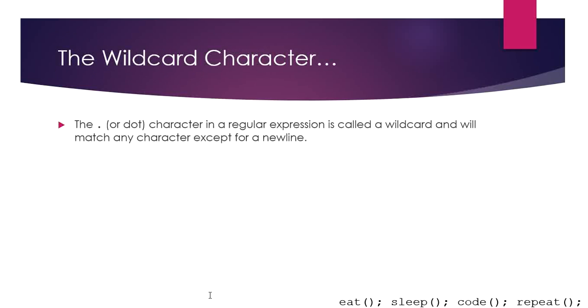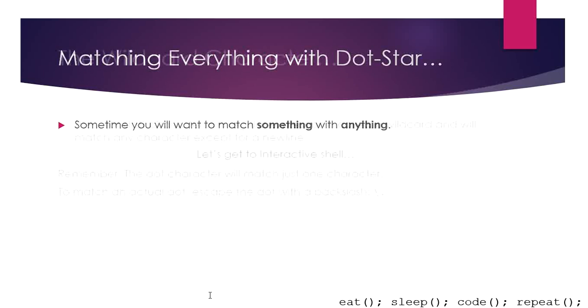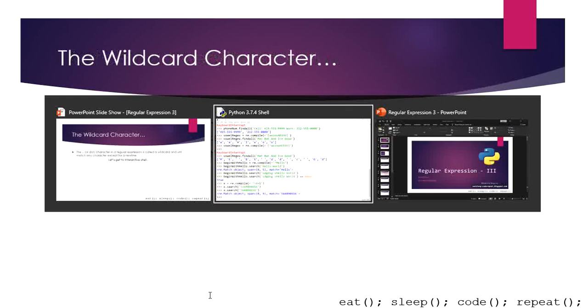Now we have something new called wildcard characters. The dot character in a regular expression is called the wildcard, and it's going to match any character except for a new line. It's going to match anything, but a new line is not accepted. What does it mean? Let's get to the interactive shell to understand this.